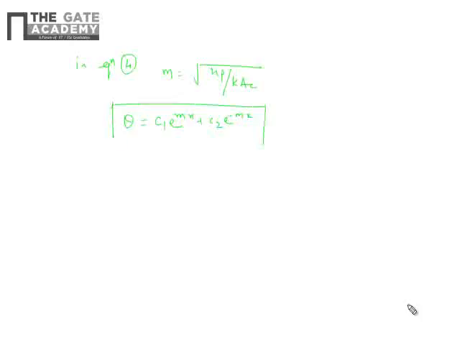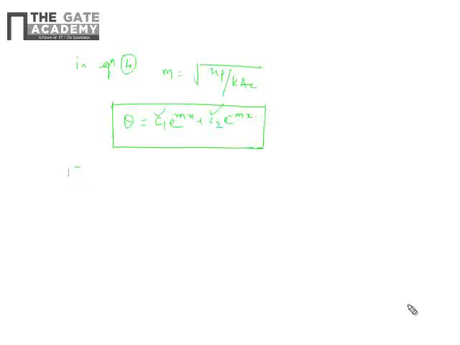So in equation 4, m is equal to root of hP upon kAc, and the solution of equation 4 is c1 e to the power mx plus c2 e to the power minus mx. To get the unique solution, we need two boundary conditions, and depending upon the type of fin, the values of c1 and c2 will change.